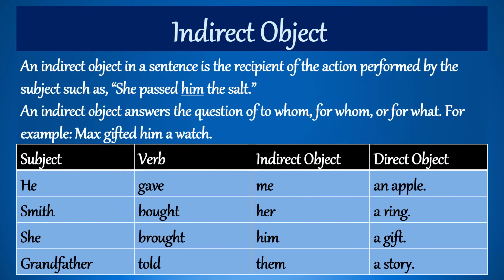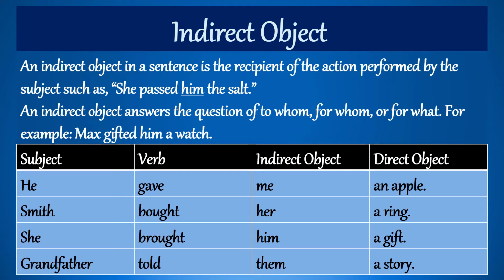Indirect object. An indirect object in a sentence is the recipient of the action performed by the subject, such as she passed him the salt. An indirect object answers the question of to whom, for whom, or for what. For example, Max gifted him a watch.